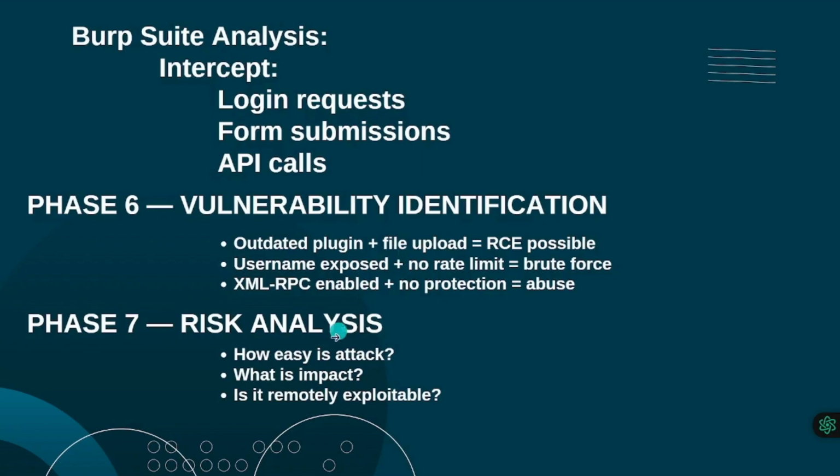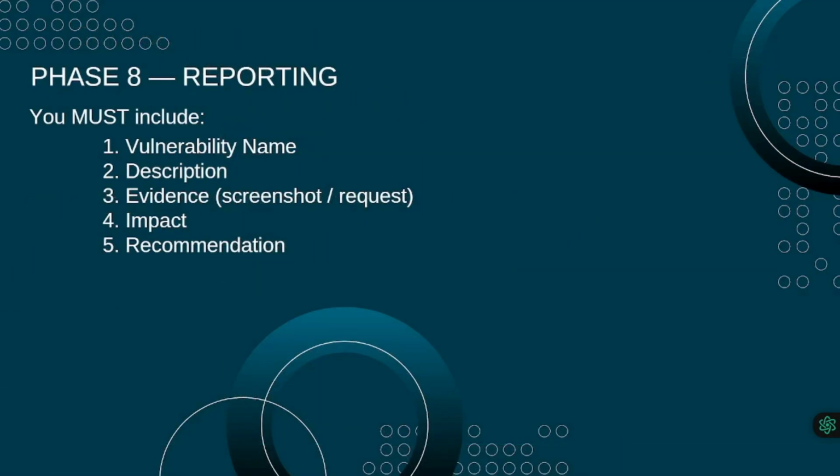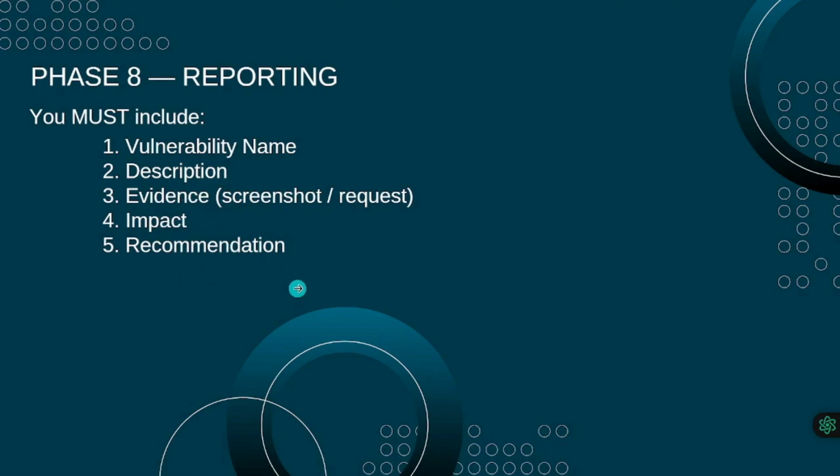Risk analysis: how easy is the attack, what is the impact, and is it remotely exploitable. Next, page 8, which is on reporting. You must include the vulnerability name, description, and evidence, using a screenshot or request for any finding. What is the impact? Then the recommendations.